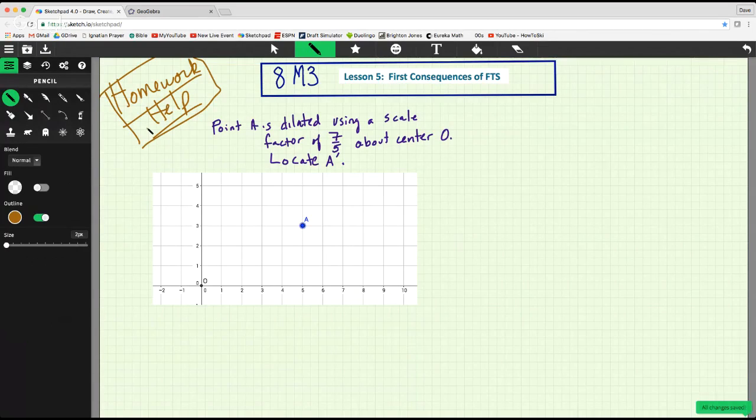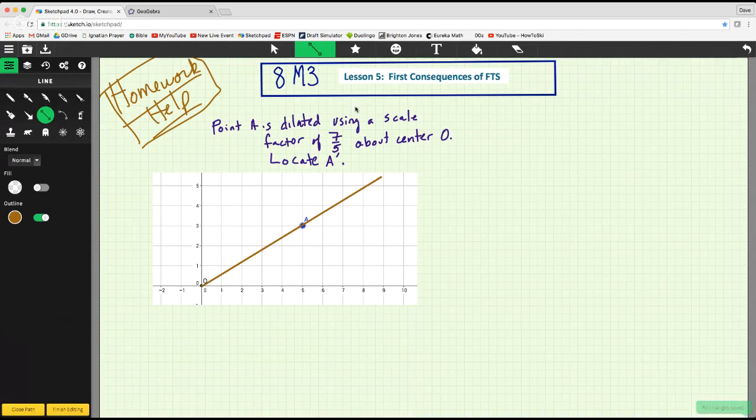So bear with me. Let's do this. We want to find: point A is dilated using a scale factor of 7/5 about center O. Locate A prime. Okay. So one thing I can do is use some math and measure the length. Let's do it the long way. I could make a really long line like this.